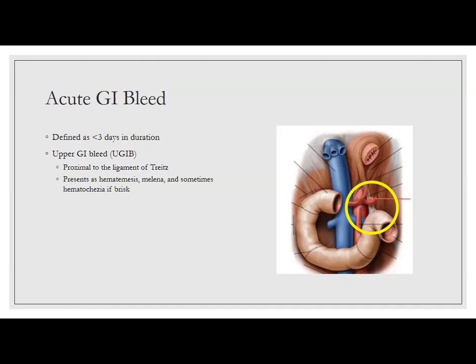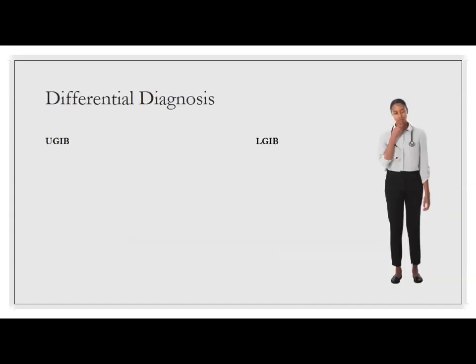Upper GI bleeds present with hematemesis or melena, sometimes hematochezia if it's a brisk upper GI bleed. And then lower GI bleeds typically are going to present with hematochezia, or melena if it's from the right side of the colon. These are usually more hemodynamically stable and lower mortality than an upper GI bleed.